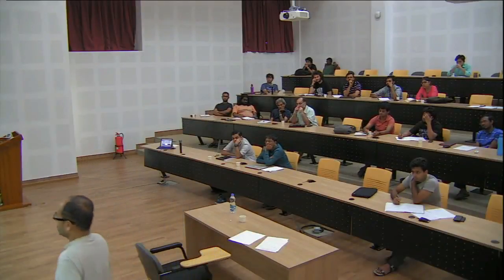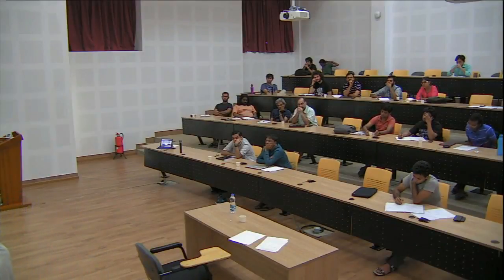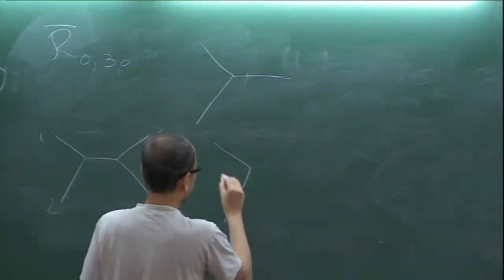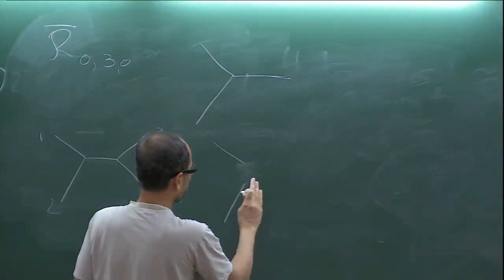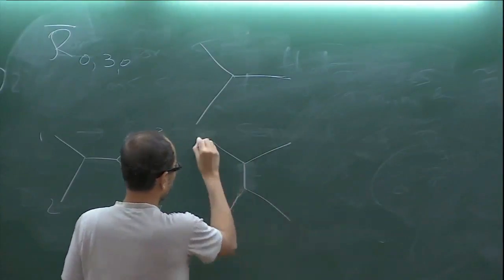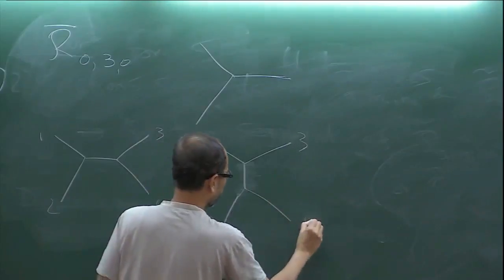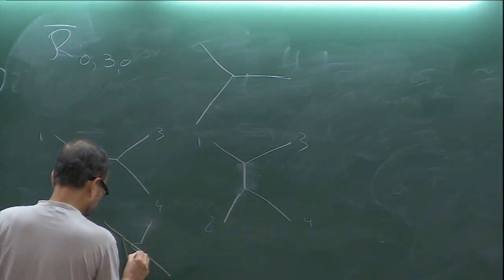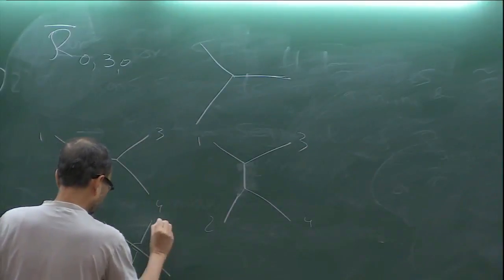Okay, so starting with this, then we can draw the S, T and U channel diagrams. So let's say 1, 2, 3, 4. Then 1, 2, 3, 4, and 1, 2, 3, 4.